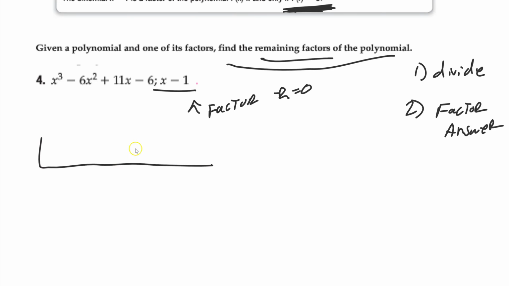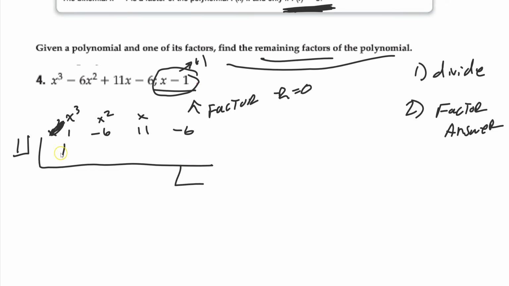So I'm going to start here. x cubed. Coefficients 1, -6, 11, -6. This is x cubed, x squared. Again, remember, in this case it's x minus 1, so we're going to use the opposite. So we'll just use positive 1. The last one's always the remainder, and we always bring the first one down.